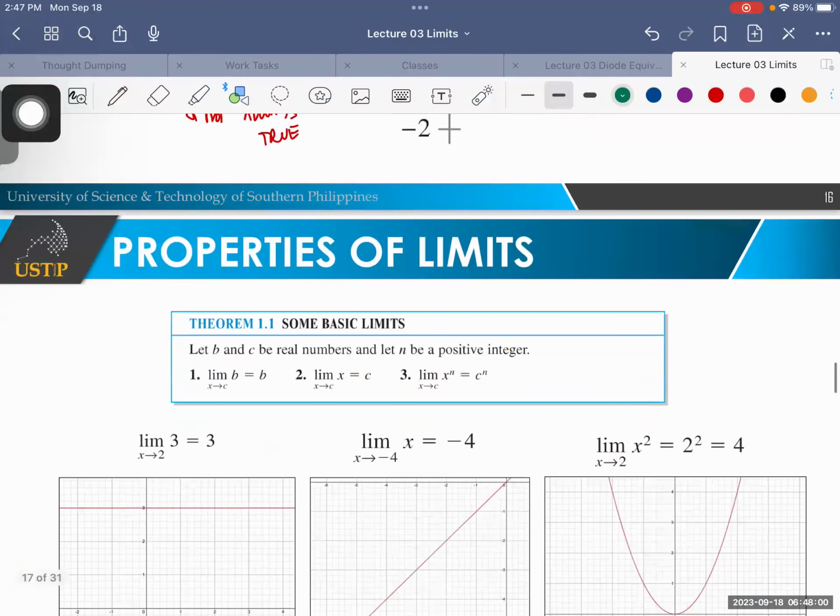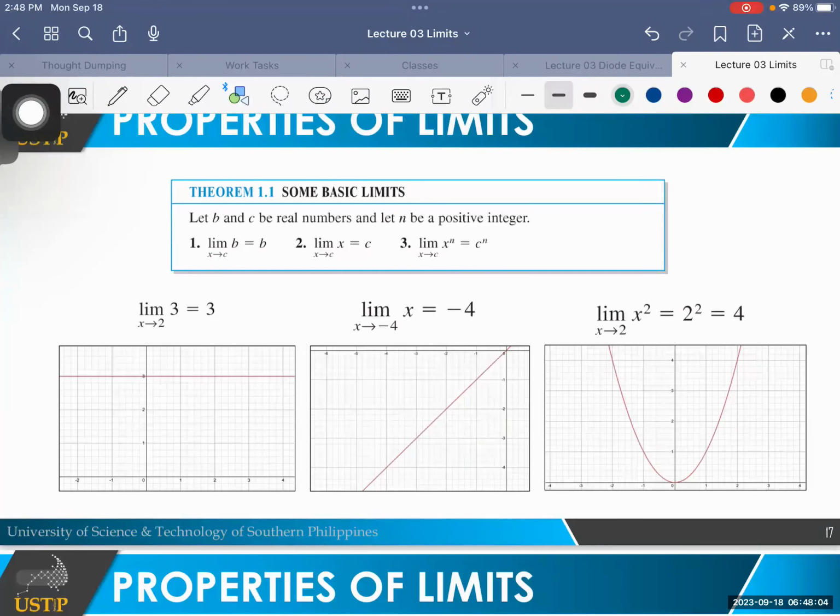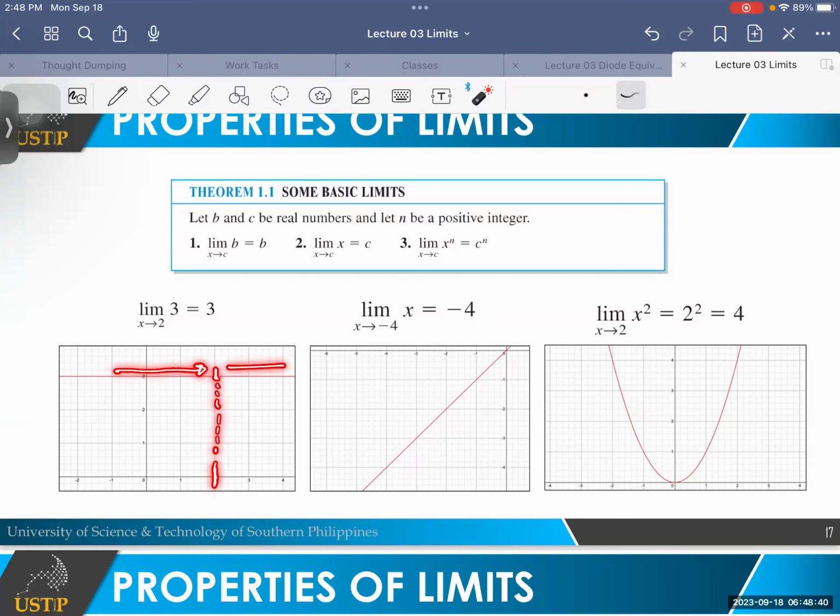Okay, so here are some basic limits. A very easy class. Ang mga example ani ang pinakasayun sa pagkuha ng limits because it's very straightforward. So let b and c be real numbers and let n be a positive integer. So we have here the limit of b, it's a constant function. As x approaches to c, limit niya class is always b. So since constant function, pas for example, 3. Okay, we have here f of x is equal to 3. From the left side, it approaches a certain number. From the right side, it approaches a certain number. And that's just equal to your 3. Okay, it's always constant ang f of x.